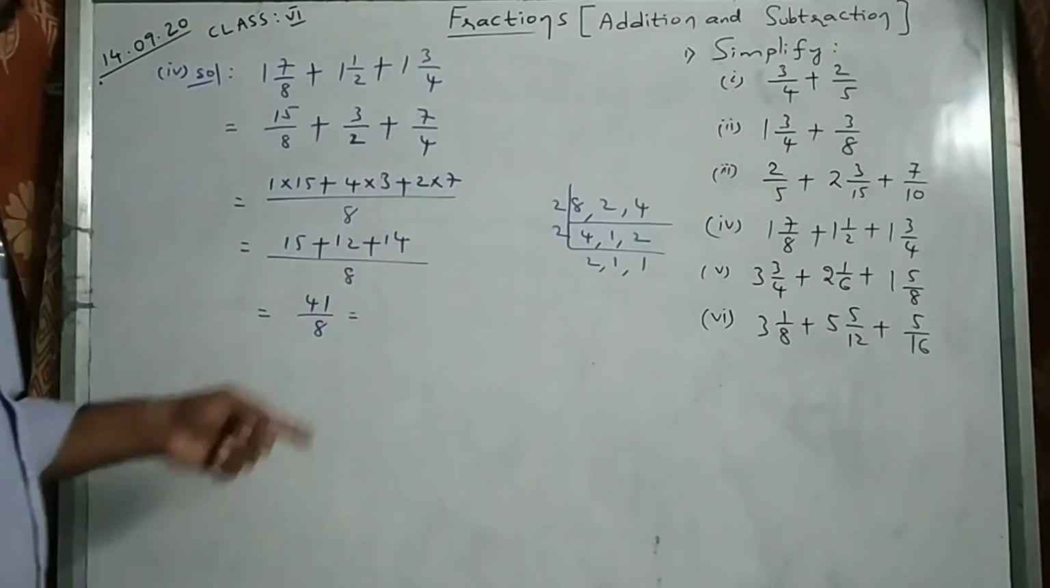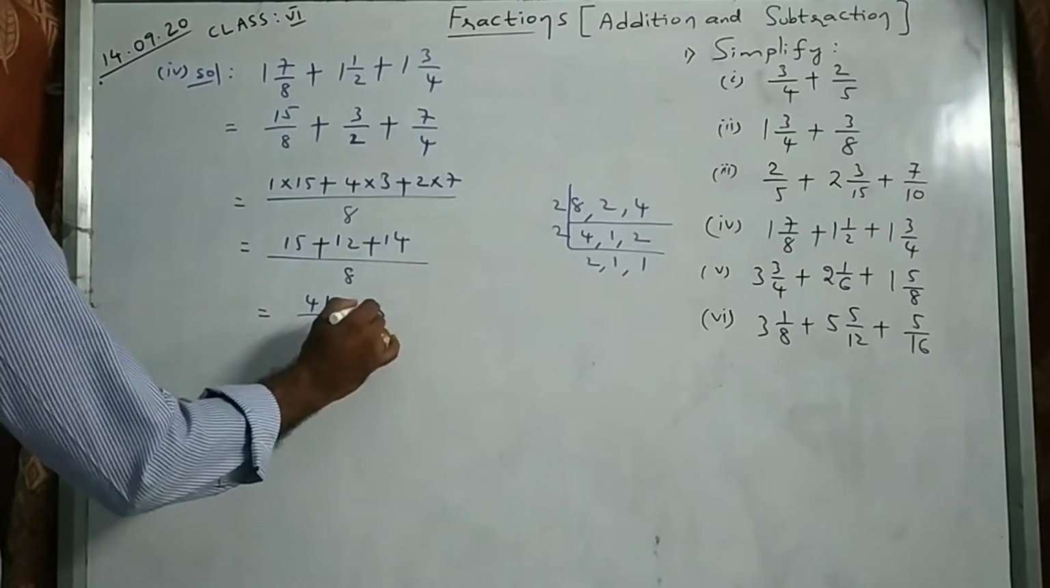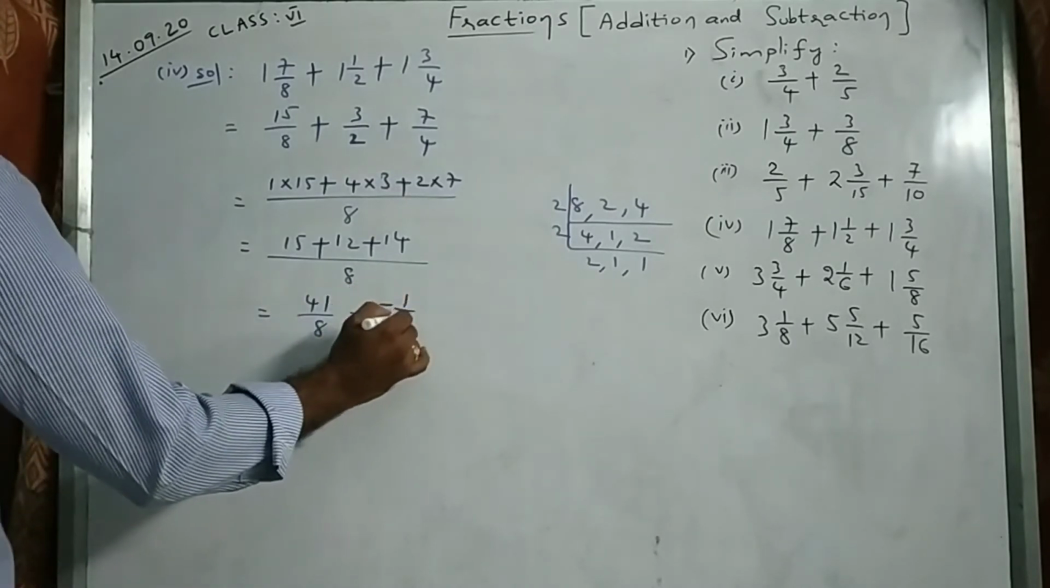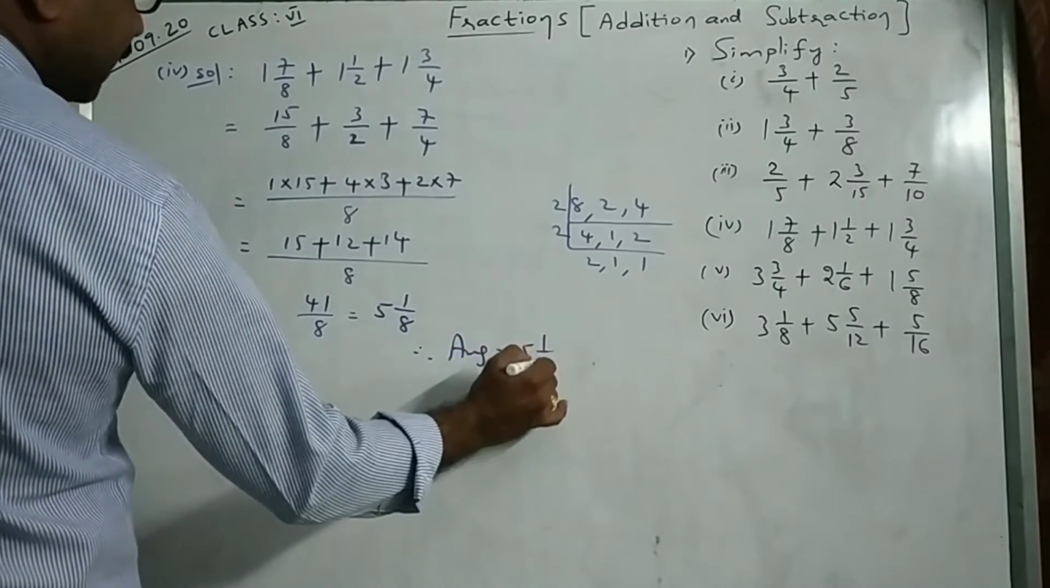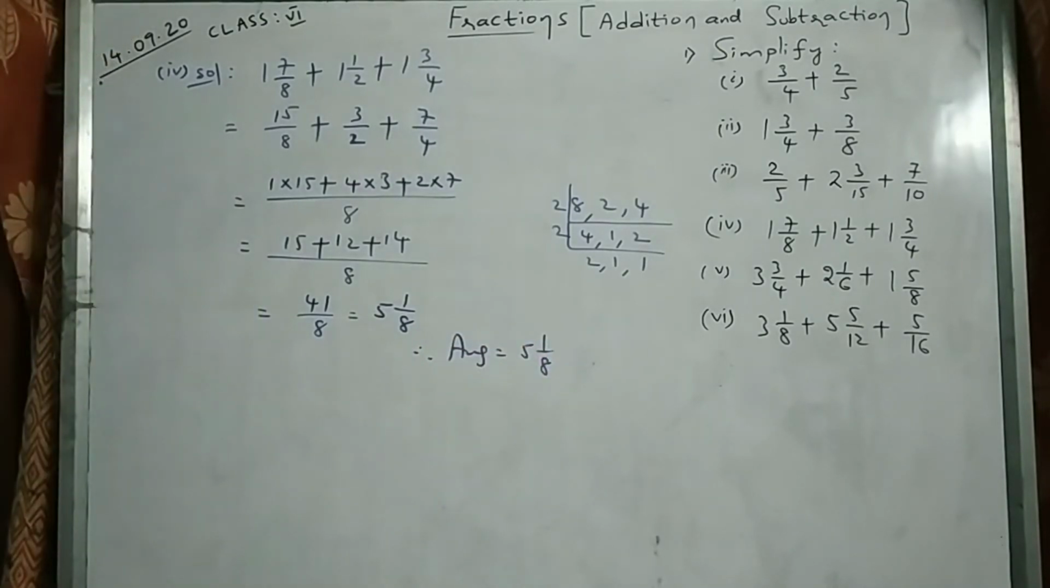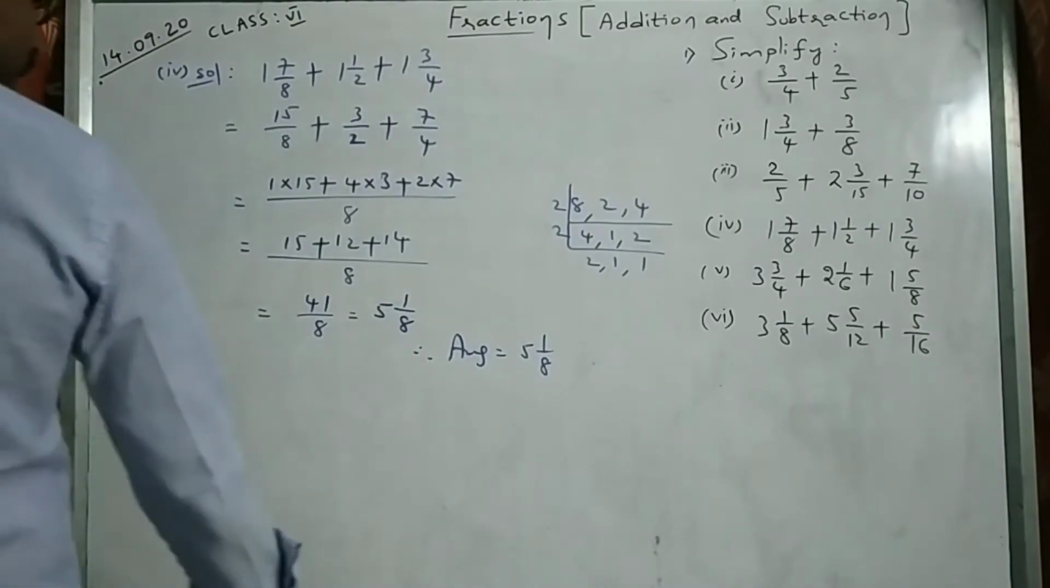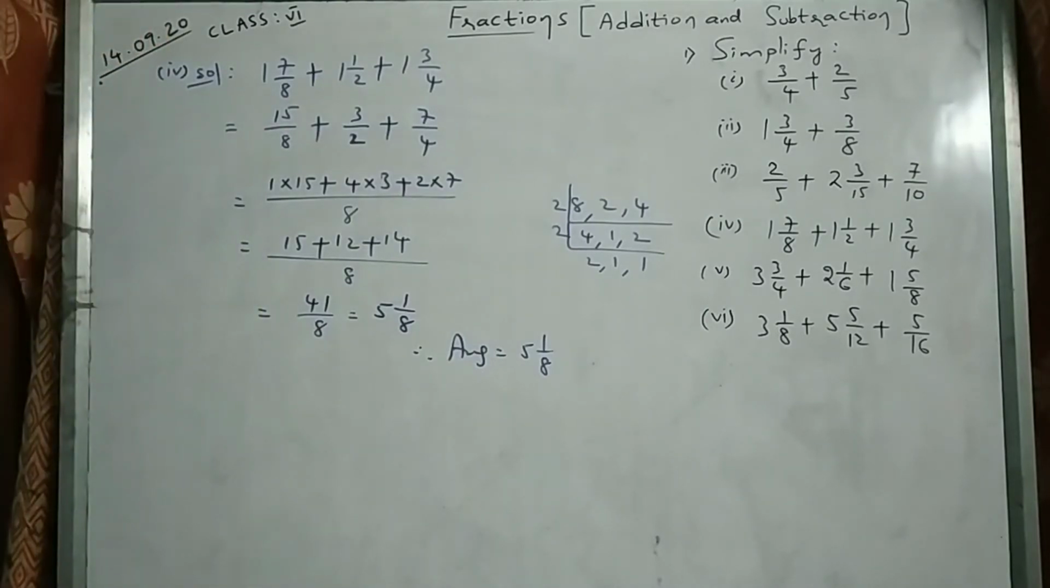27, 41. Right? 8 5s are 40. 1 will remain by 8. Therefore the answer is 5 1 upon 8. Clear? Did you understand the procedure? Or you can change it into like fractions also, no problem.